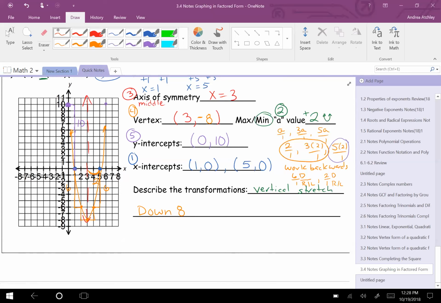And Lonnie, what did I get? What's the other one I'm missing? Very good. The 3 of my vertex tells me I moved to the right 3. Any questions over that? Okay, next one.